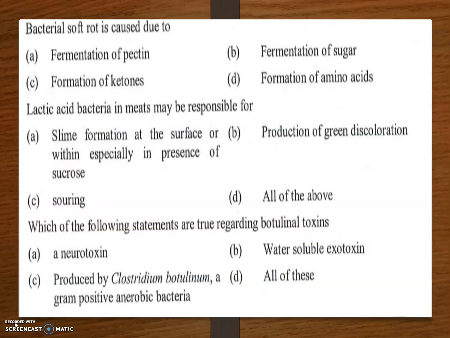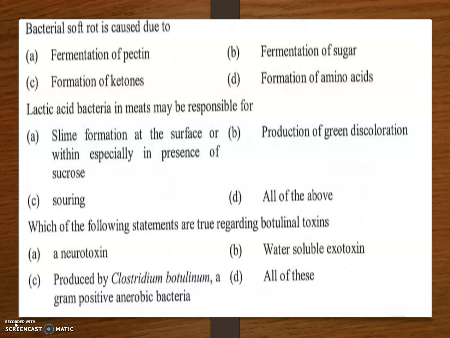Next question. Bacterial soft rot is caused due to? The answer is option A, fermentation of pectin. Due to fermentation of pectin, it will be responsible for bacterial soft rot.